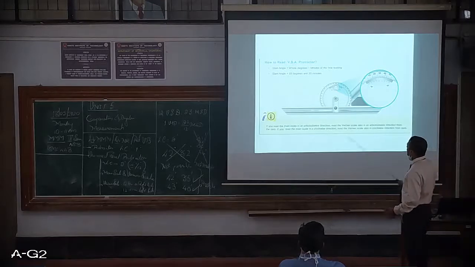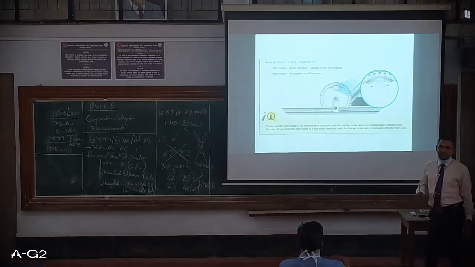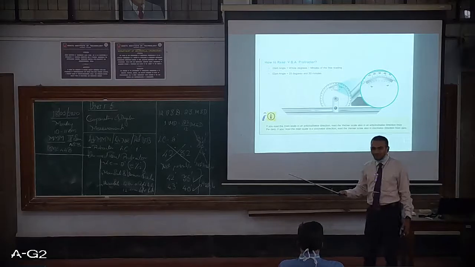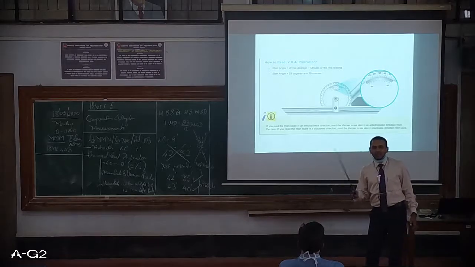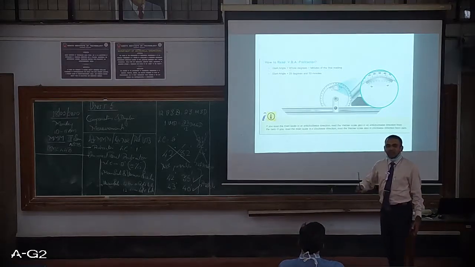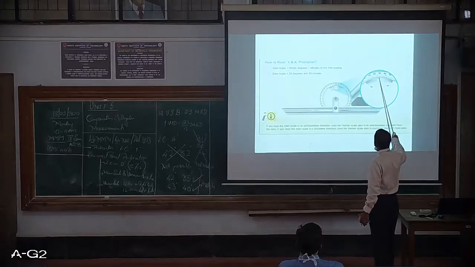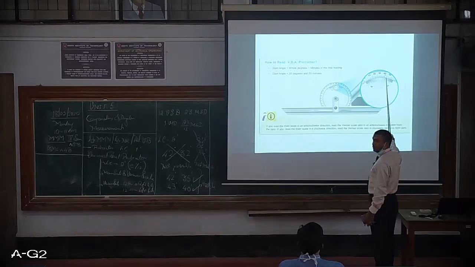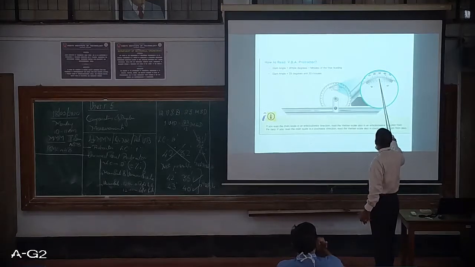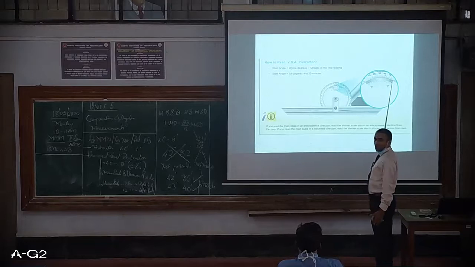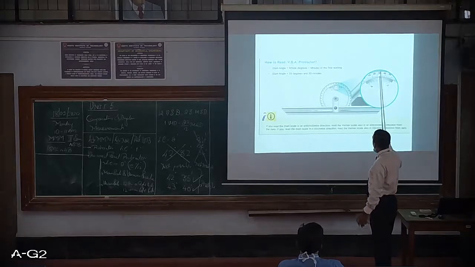If you read the main scale in an anticlockwise direction, you always go from zero to some value. It might be from left to right or right to left. In whichever direction you choose, say for example over here, this is the zero, and 0 to 30, 40 moves in this direction. So I have to move in the clockwise direction. That is what he says.